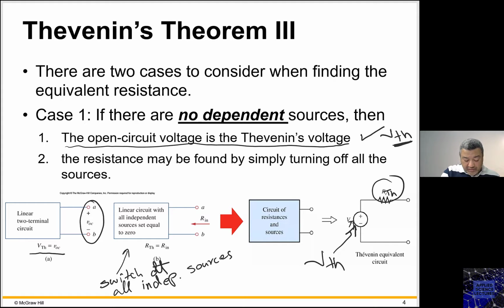And calculate the resistance looking at the output. Looking from the output, I calculate the resistance. This way, I find the Thevenin. We will see an example. So let's do this example.